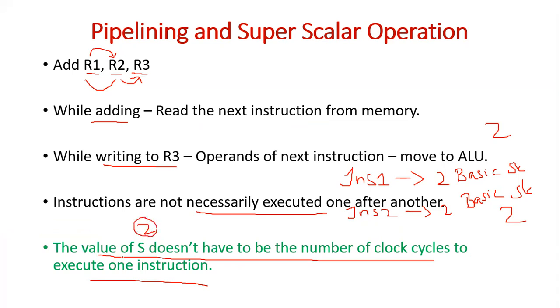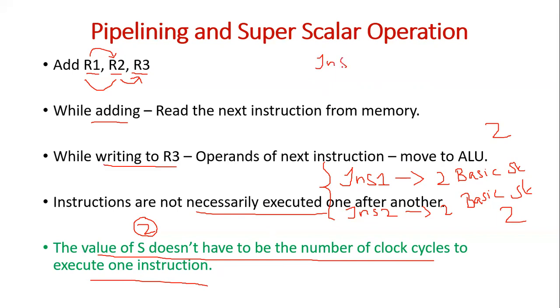So that is what the statement means. Here the value of S is equal to the number of clock cycles required to execute one instruction, because each instruction needs two basic steps, so it needs two clock cycles. This is for serial execution. But assume the processor supports pipelining. As it is supporting pipelining, what happens?